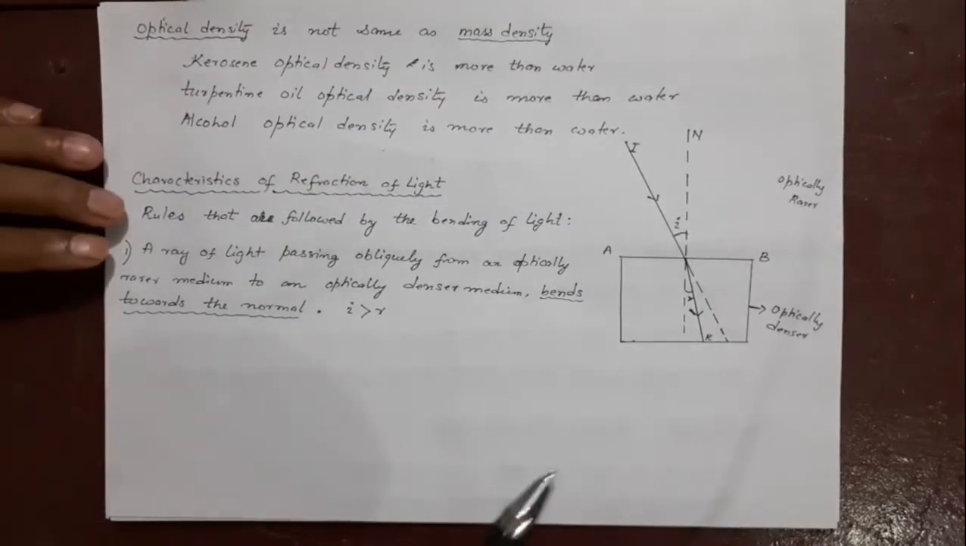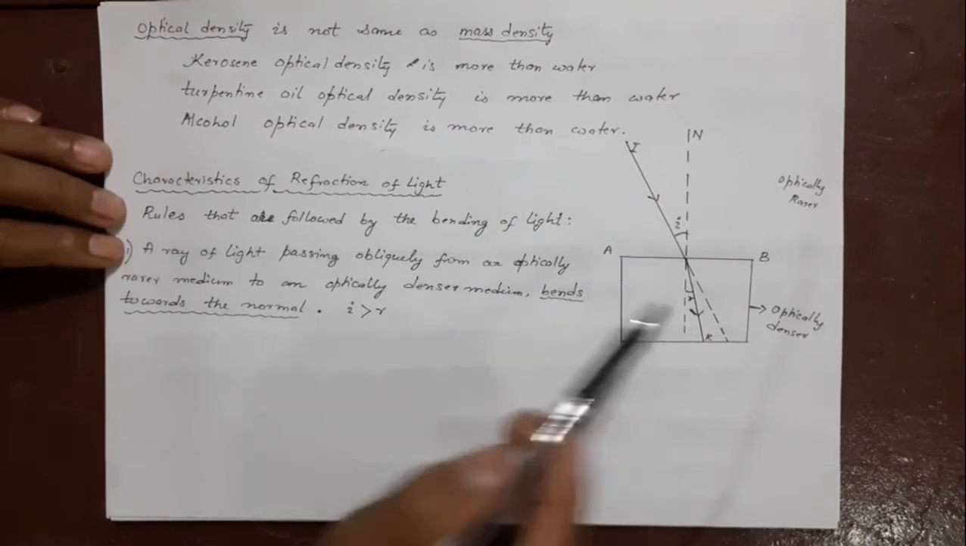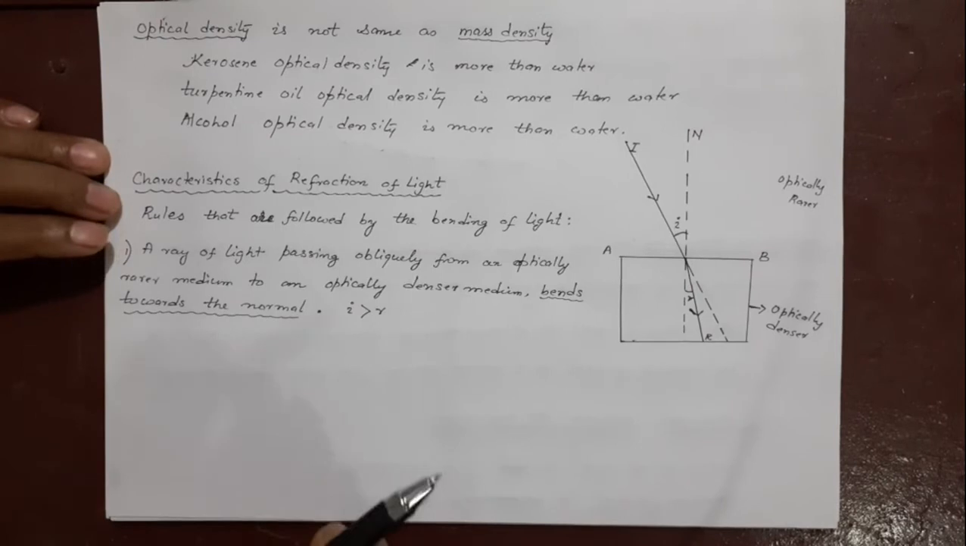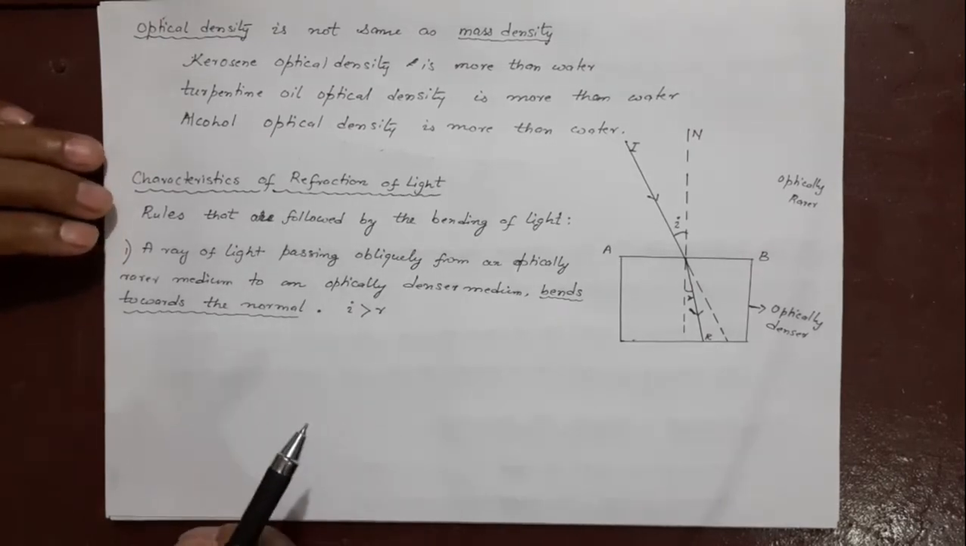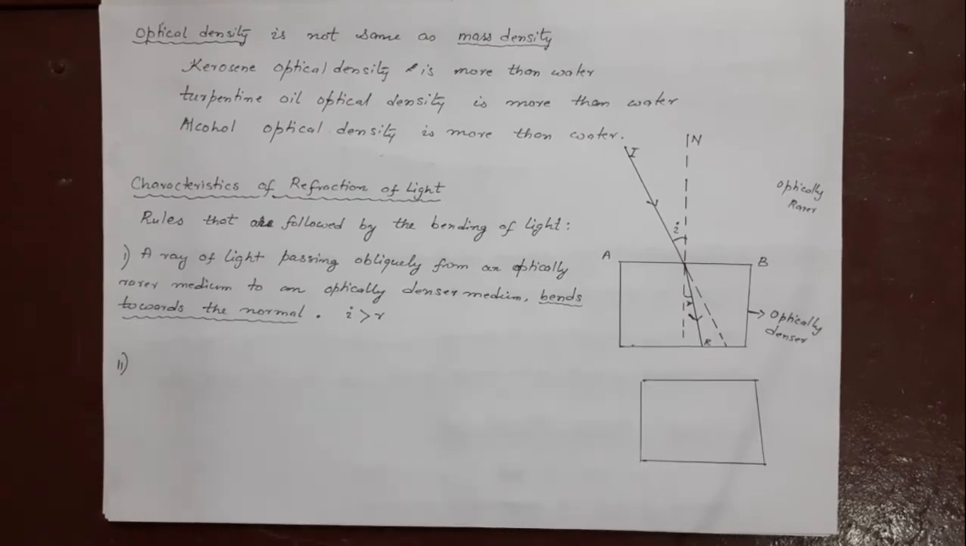Here you have to see in a simple way, the angle of incidence is I, and it has become smaller, R. So I is less than R whenever light is coming from a rarer to a denser medium, okay. In the second one, we will make the diagram first.